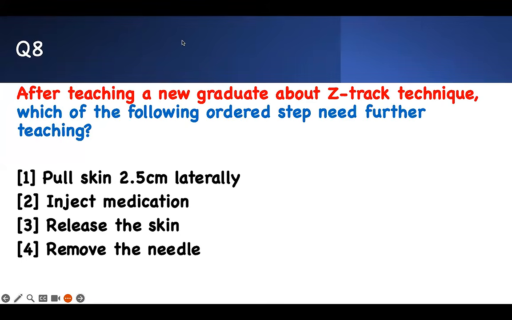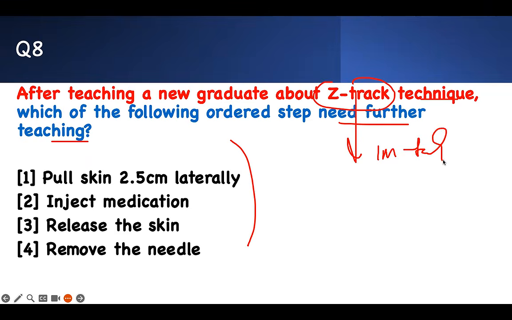Number 8. After teaching a new graduate about Z-track technique, which of the following order steps need further teaching? This is the order of steps. Z-track technique is an IM technique of injection, and this is because we want to prevent the medication from going into the subcutaneous area that will irritate it. So when you're injecting, you do certain steps to keep the medication in the intramuscular space, right?